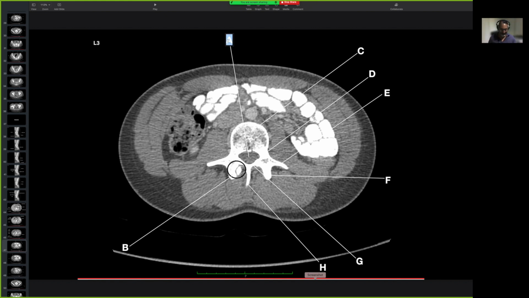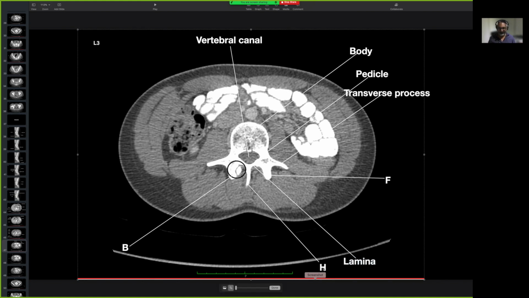Yep, vertebral canal, correct. Vertebral canal. You can also call it the spinal canal. They're all correct. Correct. Yep. Yep. G is the lamina. Yep.